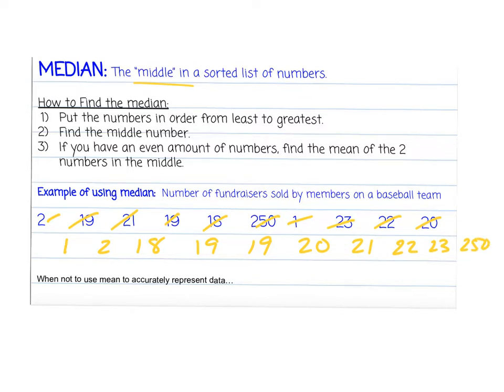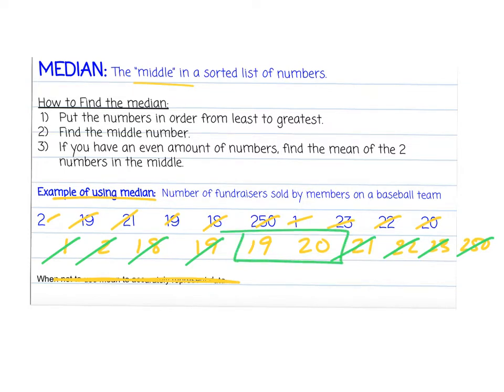So this was finding the number of fundraisers sold by members on a baseball team. So that's an example of when we could use median. So then I order them least to greatest and I find the middle number. So I'm going to cross off the least and the greatest, and I'm going to go all the way through to the middle. We're checking on Maggie right now. And I see I have 2 middle numbers.